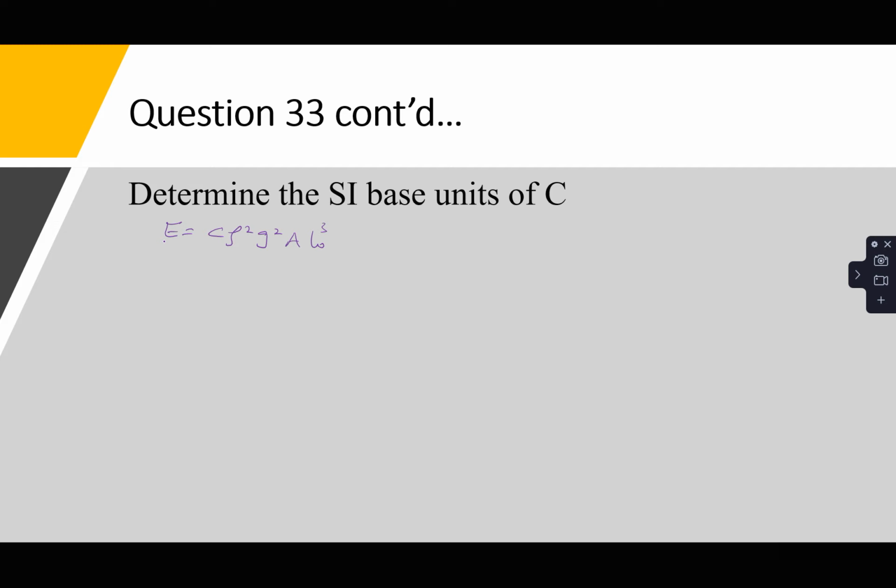C is a constant and it's the quantity whose units we need. So making C the subject, C will be equal to energy divided by density squared, G squared, area, L naught cubed.